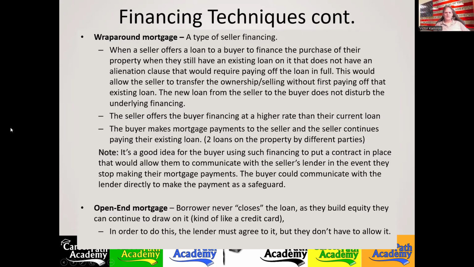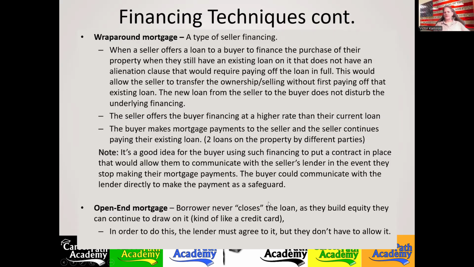Now, here's a little note about that because I get questions about these types of loans sometimes. It's a good idea for the buyer using such financing to put a contract in place that would allow them to communicate with the seller's lender, so that in the event that the seller stops making payments to their own lender on their loan, that could jeopardize the buyer's interest in that property because it could get foreclosed on. So having an agreement that would allow the buyer to communicate with the seller's lender so that they could make the payments directly themselves if need be would be a good safeguard.